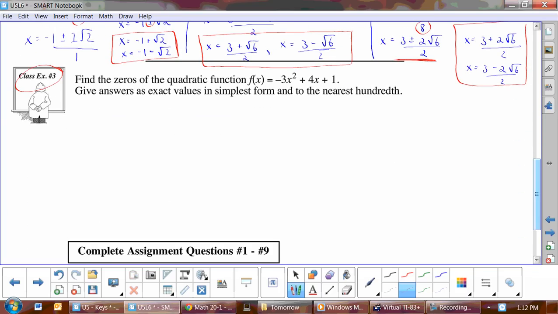So for example 3, they ask us to find the zeros of the quadratic function and give the answers as exact values and to the nearest hundredth. So in both decimal and exact value. So we can go, okay, 0 is equal to negative 3x squared plus 4x plus 1. So can someone put up their hand and tell me what a, b, and c are equal to?